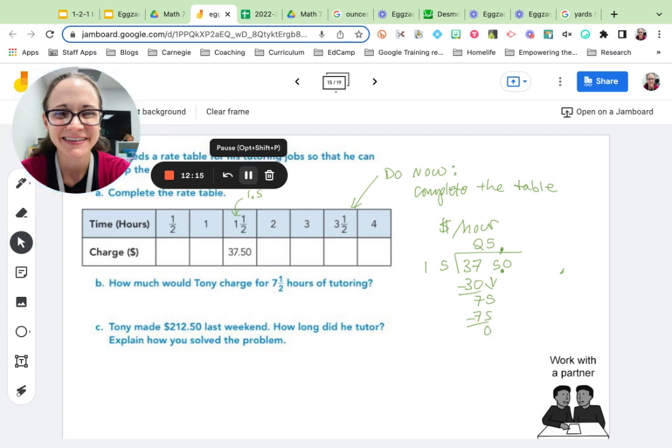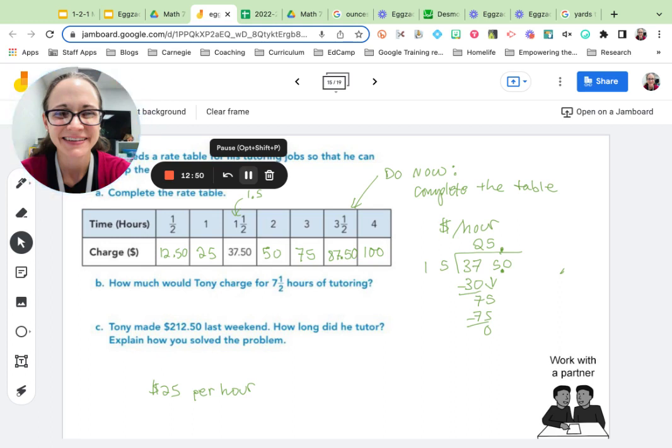So how much does he charge per hour? He charges $25 per hour. And that makes it very easy to complete the table. 1 hour costs $25. 2 hours costs $50. 3 is $75. 4 is $100. And then my other values are going to be right in the middle. So a half hour would be half of 25. And 3.5 hours would be $87.50. That's just 25 multiplied by 3.5.